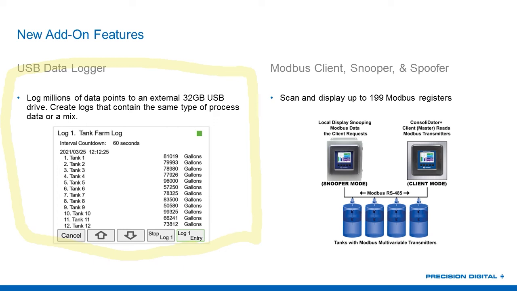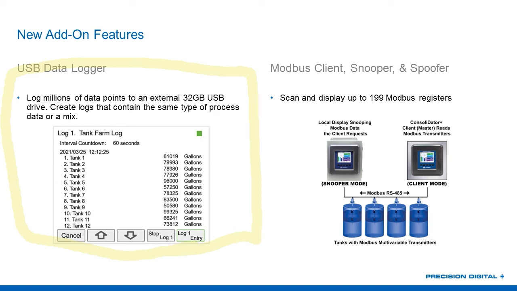But the 2 add-on features that we currently have, there will be more coming in the future, is USB data logging. So I'm not going to go into too much detail. We do have webinars that are based on the data logging, but for the sake of this session, you can think of the data logger as we can log up to 12 different parameters on each log, and we can have up to 8 logs.